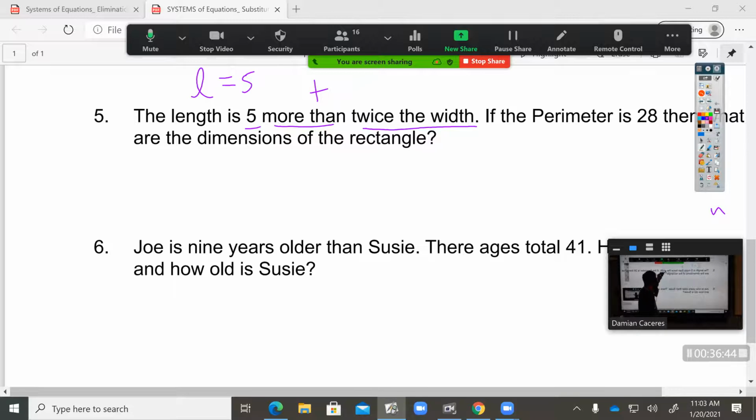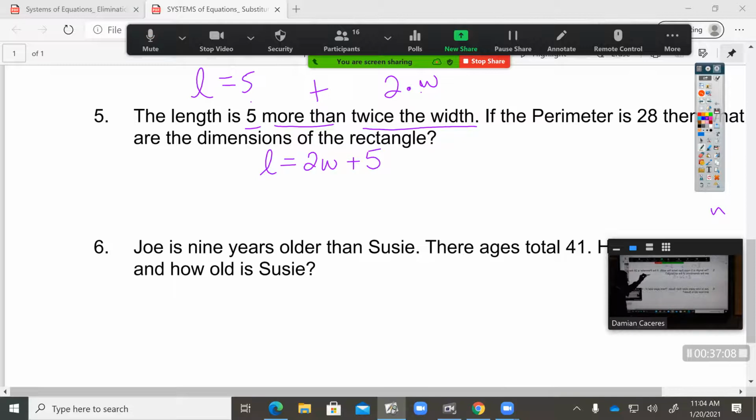5 more than is plus, twice the width is 2 times W. Now, because you see the words more than, we got to switch the order of those two terms. So we have L equals 2W plus 5. I switched the order of the 5 and the 2W because of the word.